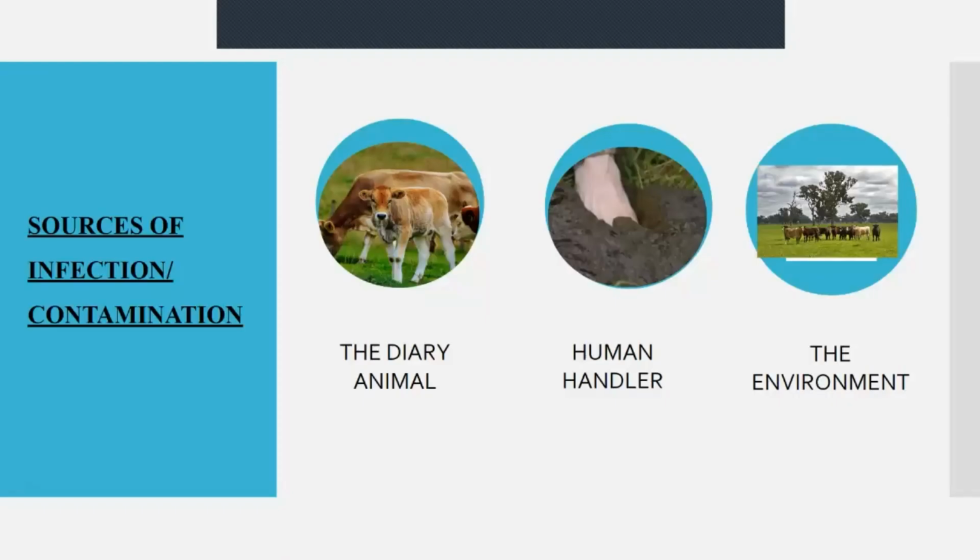The sources of infection are classified into two basic sources: the intrinsic factor and the extrinsic factor. The intrinsic factors include the animal, such as the age of the animal, the breed, the health condition, the feed, etc., whereas the extrinsic factors include the human handler and the environment where the cattle is being kept.